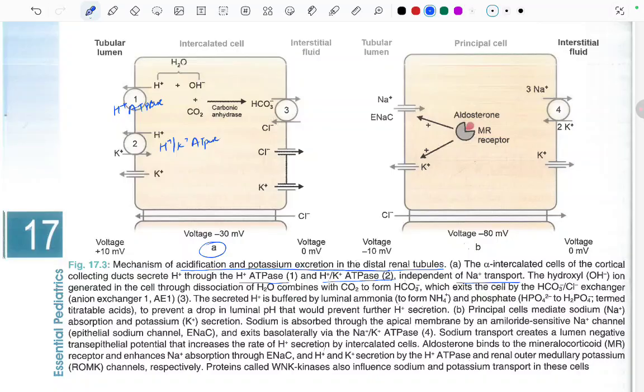The hydroxyl ion generated in the cell through the dissociation of H2O combines with CO2 to form bicarbonate. So where is this hydroxyl ion produced from? Through the dissociation of H2O, it combines with CO2 to form bicarbonate. Bicarbonate is formed, which exits the cell by the chloride bicarbonate exchanger. So this bicarbonate is again being reabsorbed into the interstitial fluid by this exchanger.